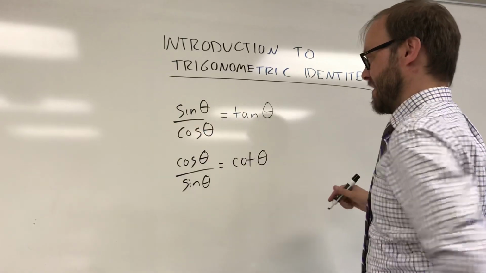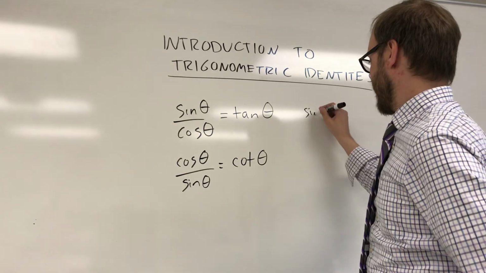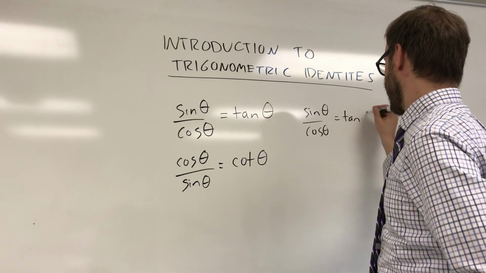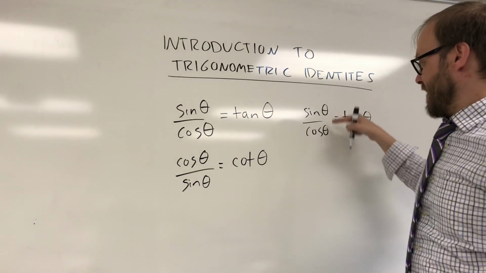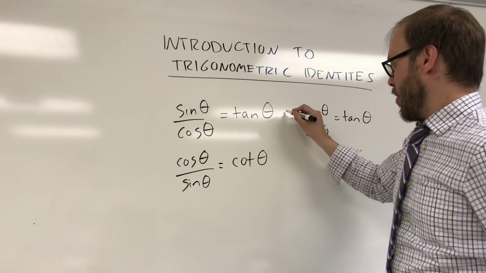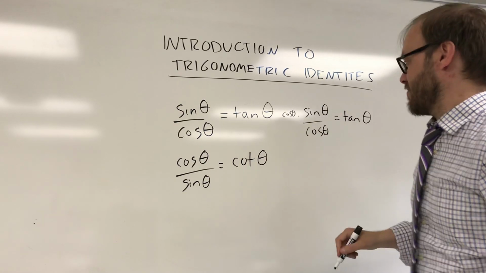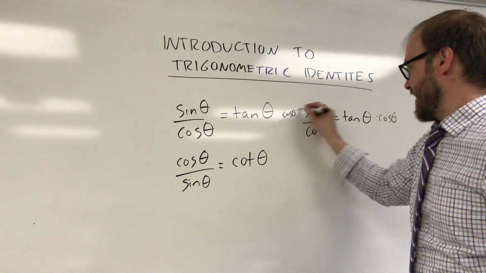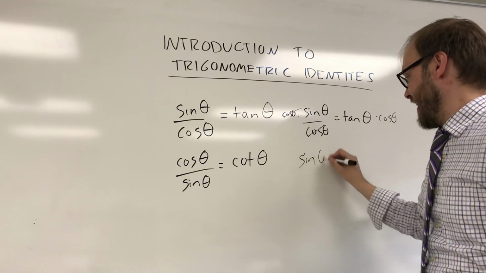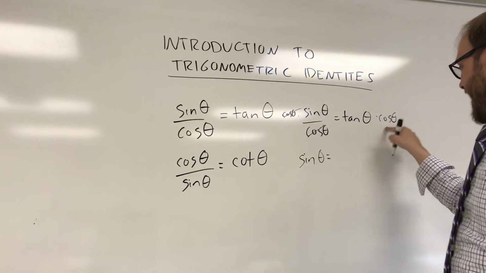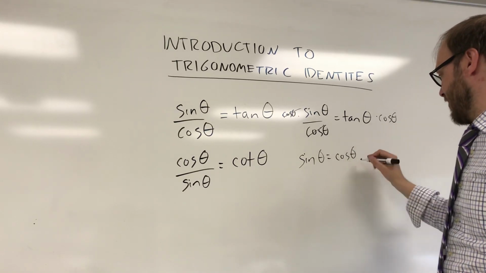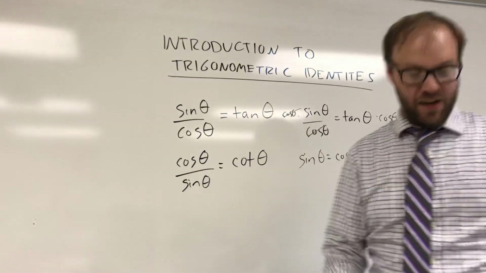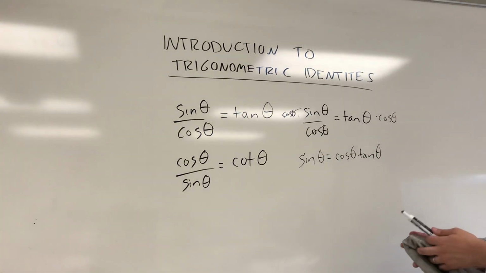I could take this statement here and rewrite it real quickly. Okay, this is being divided by cosine of theta. I could multiply this side by cosine, and I could multiply this side by cosine, and these would cancel, and I could find out that the sine of an angle is the same thing as the cosine of that same angle times the tangent of that same angle. That would be an equivalent statement.